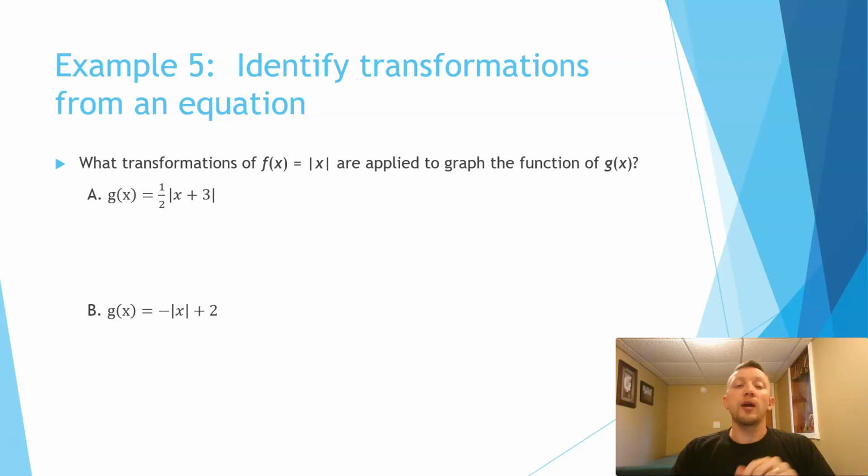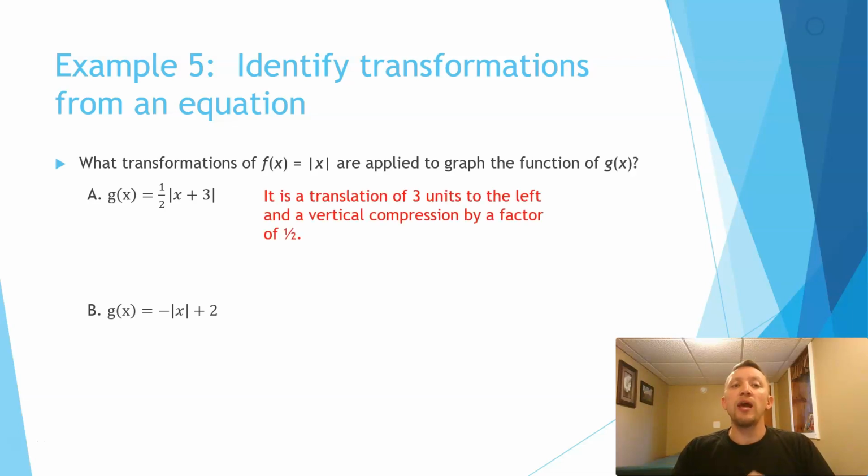All right, let's try these. This one says, what transformations are happening to the parent function, this time dealing with the absolute value of x. Looking at that first one, we have 1/2 outside of the absolute value, and then we have x plus 3. So here's what that 1/2 means. That 1/2 means that it's going to be affected vertically, because it's not happening specifically with the x. So we would say that it's compressed to be 1/2 the size vertically.